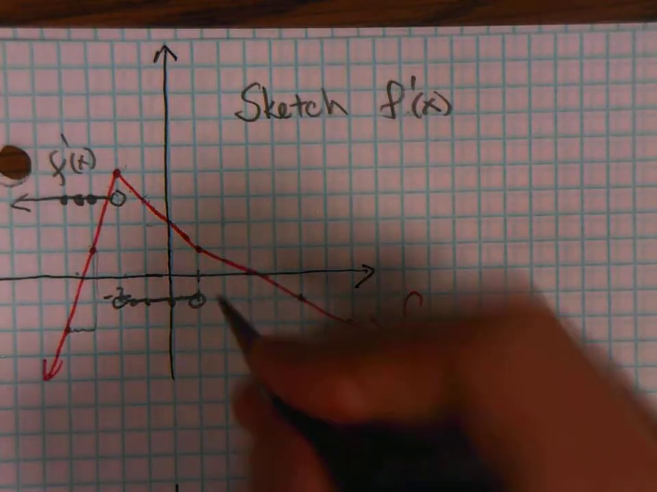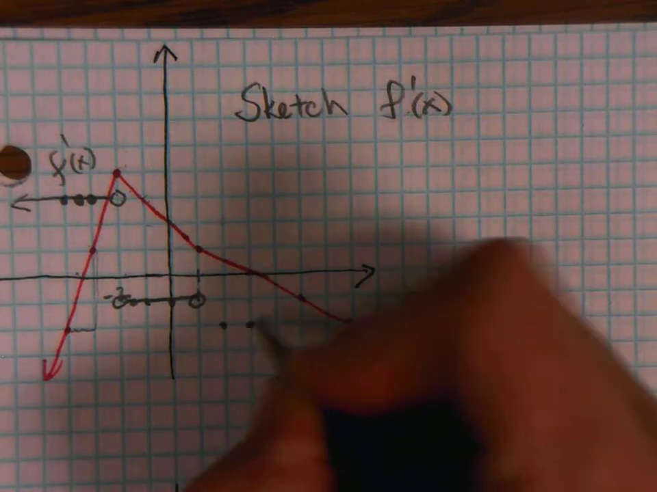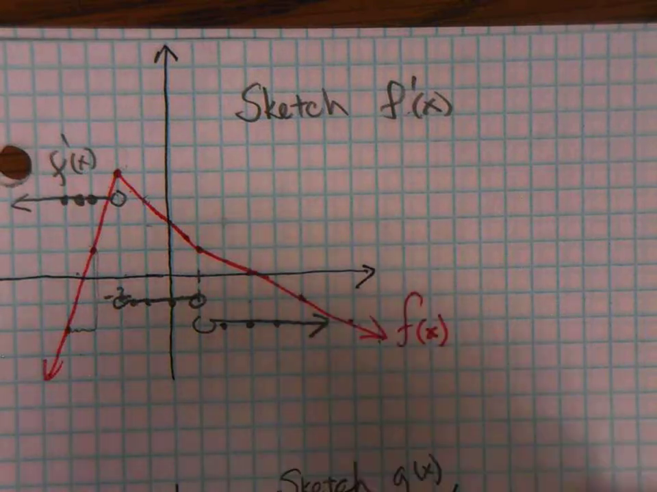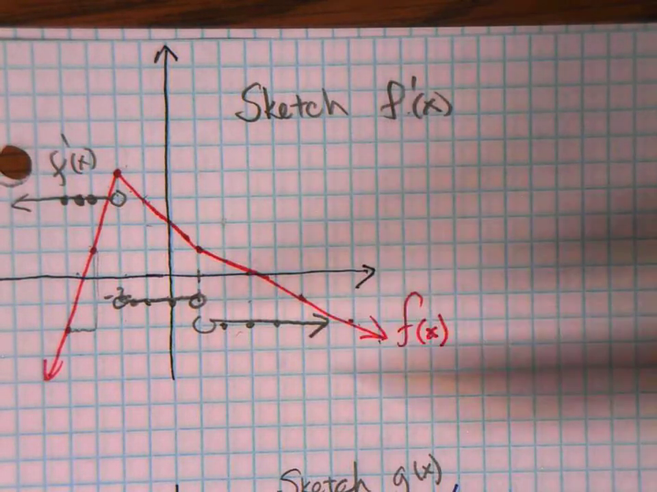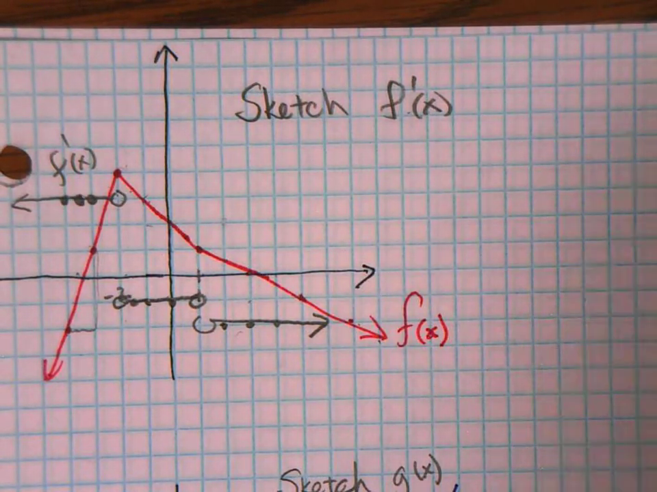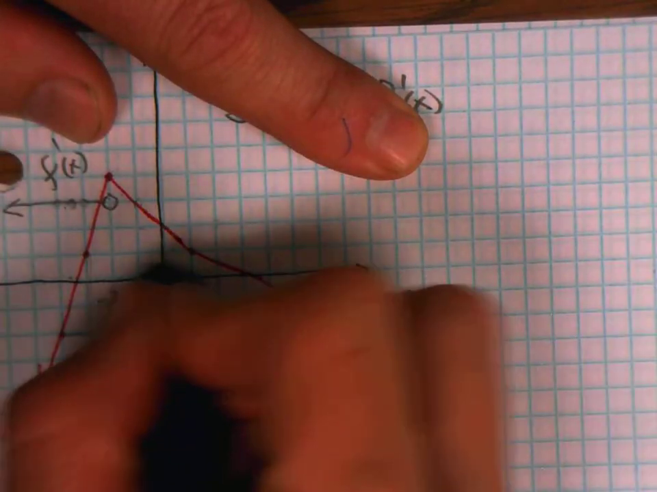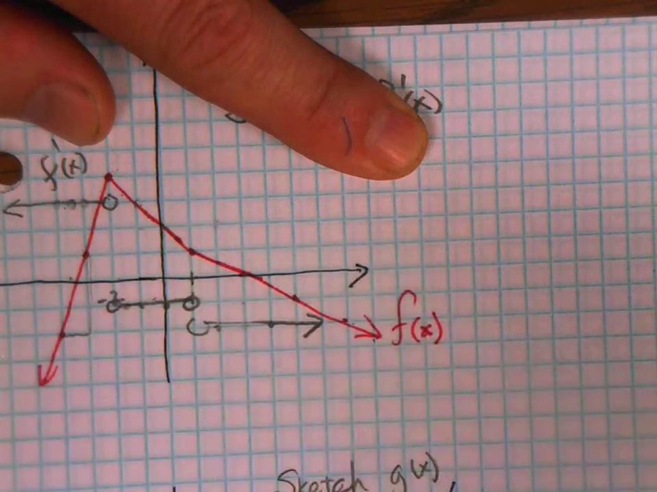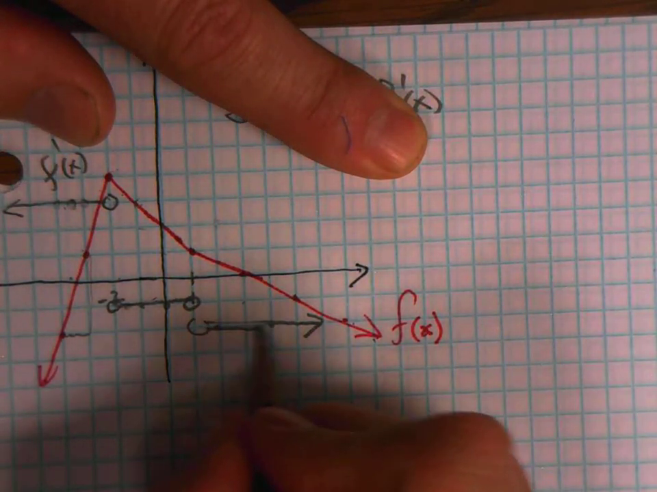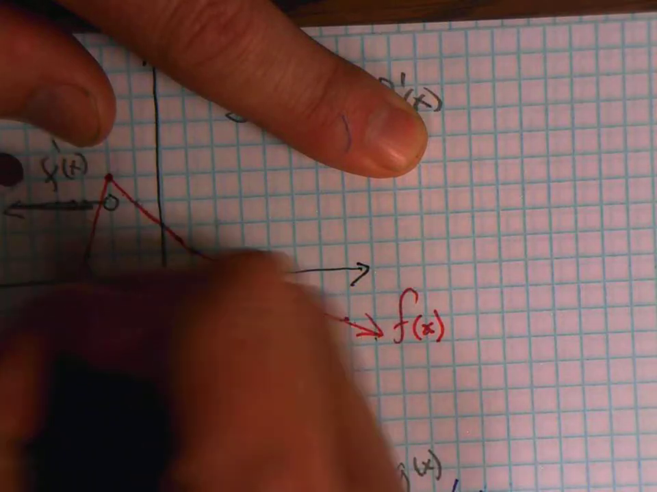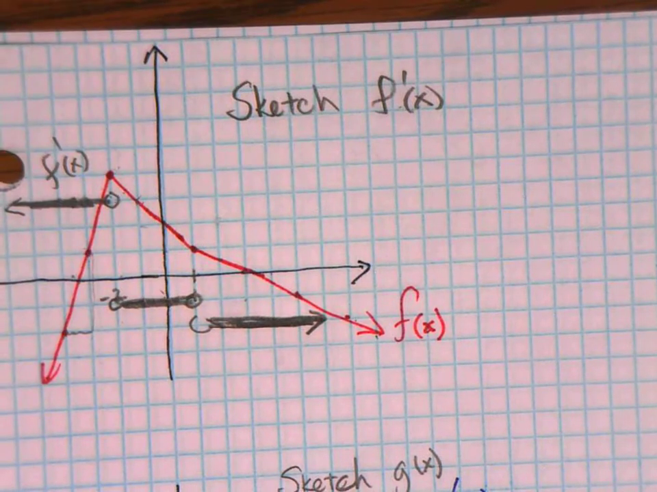So these 3 pieces all together are what the graph of f prime looks like. Let's get rid of some of these dots and make that a little cleaner. Okay, let's go in the other direction.